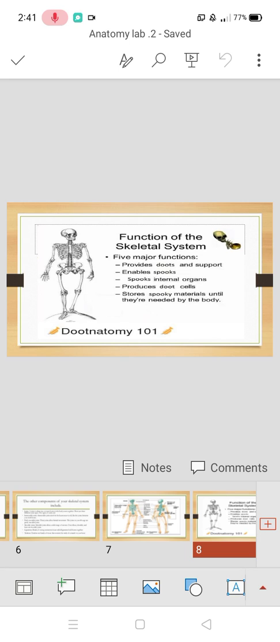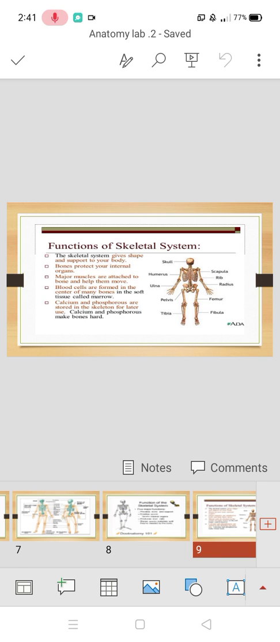Functions of the skeletal system. There are five major functions: provides shape and support, enables movement, protects internal organs, produces blood cells, and stores minerals until they are needed by the body.